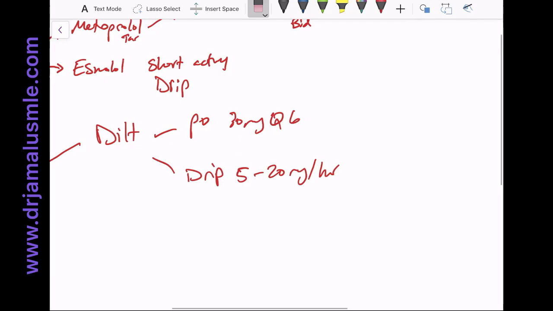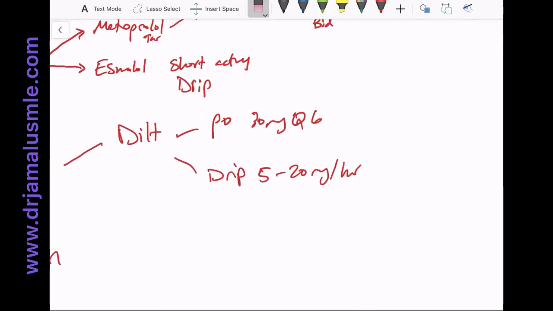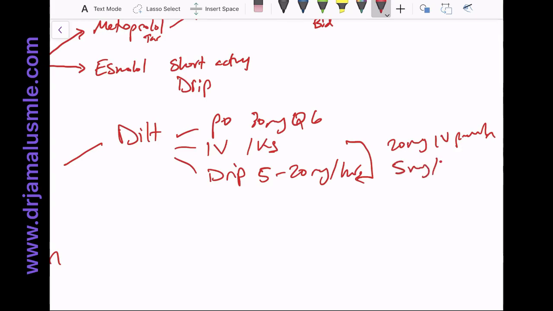How to use this medication? Usually you give a push, which is based on the weight, and then you can start a drip. So for example, I gave a patient who's 100 kilograms, 20 milligrams push, and then I started the drip at 5 milligrams an hour, and at the same time I will start the PO regimen.